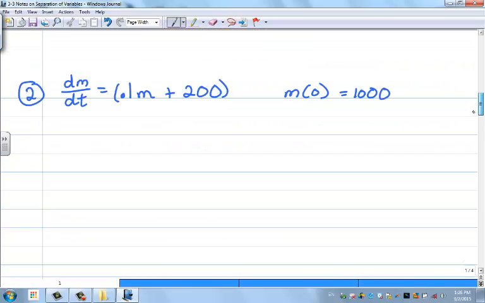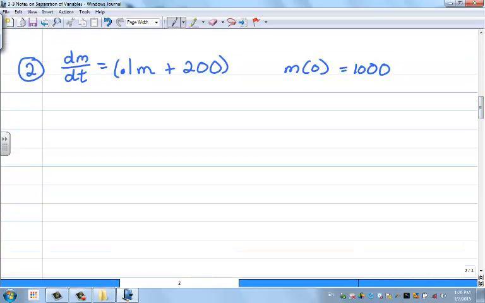Let's go on to example number 2. We have dm dt equals 0.1 m plus 200. So in this particular problem, we need to divide everything by, well, basically this is all over 1, correct? Okay. This is all over 1. So we're going to divide both sides by 0.1 m plus 200 and multiply both sides by dt.